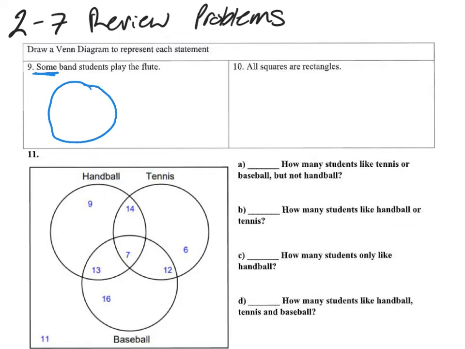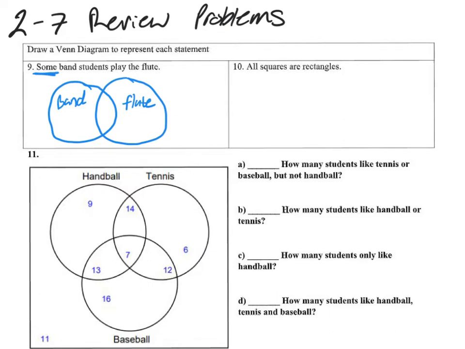So we're going to have two circles, one of them being our band students and one of them being our flute players. All right, so if we're looking at this, we have three sections. This section over here are people that are in the band but do not play flute. The overlap are people that are in the band and play flute. And the people over here are people who play flute but are not in the band.